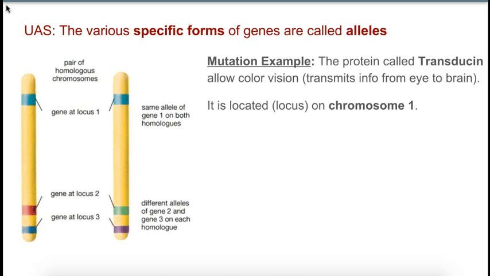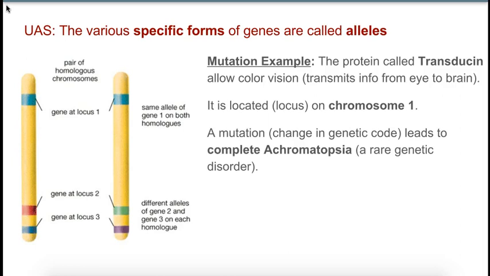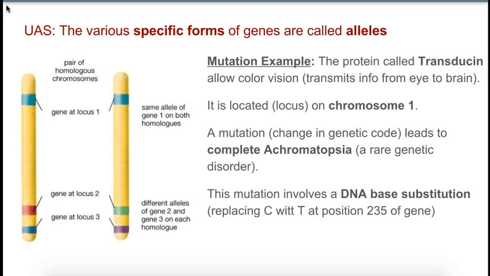Its locus is on chromosome number 1. A mutation, or a change in the genetic code, leads to complete achromatopsia, a rare genetic disorder. Say that 3 times fast. This mutation involves a single base substitution where the C is replaced with a T at position 235 of the gene. So it's a single base which has been switched.